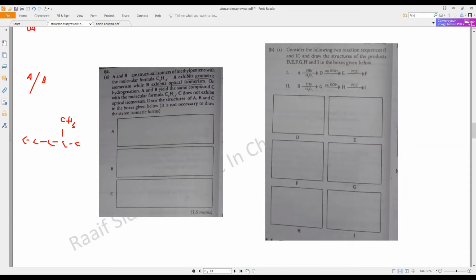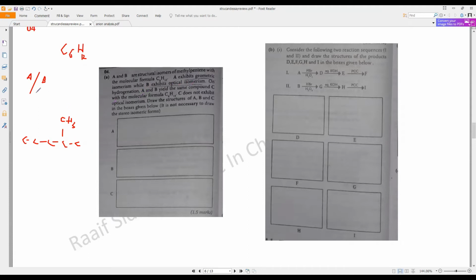And the molecular formula is given, C6H12. So the first thing that I always tell you, identify the formula. This is C6H12, which means this is a CnH2n group, which is very essential to identify. Here there should be a double bond. And it verifies this because A exhibits geometrical isomerism while B exhibits optical isomerism. So you need to understand there is a clear difference in the place where this double bond can be.